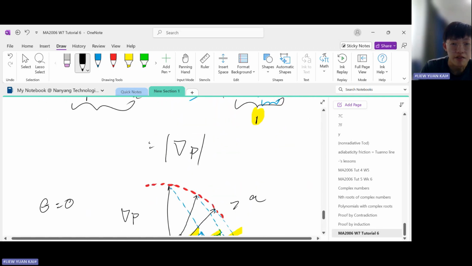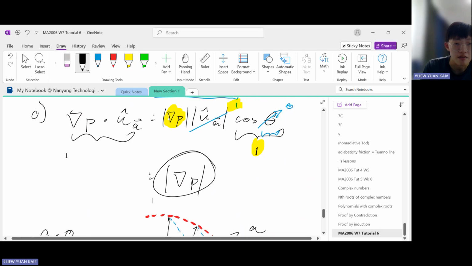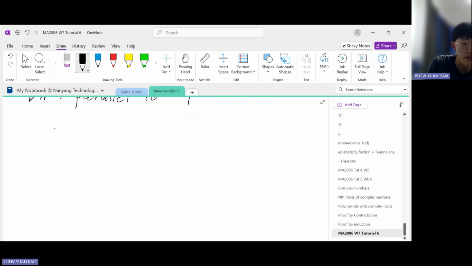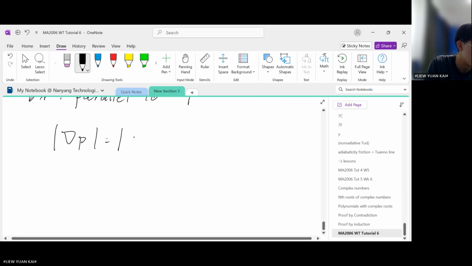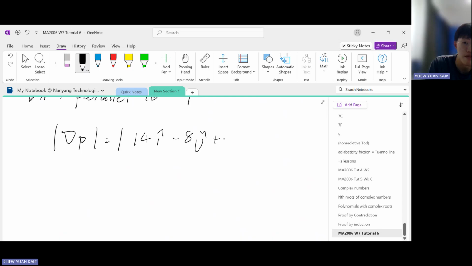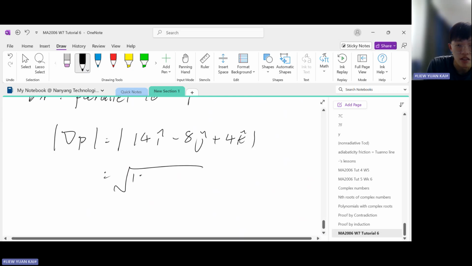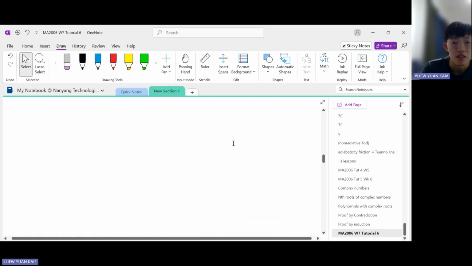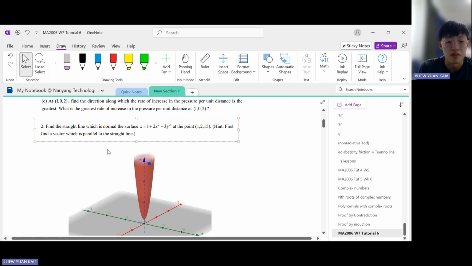Then we want to find the magnitude of nabla P. Very easy. We want to find the magnitude of nabla P at the point (1, 0, 2). Earlier we found this to be 14i minus 8j plus 4k. You simply use Pythagoras' theorem: this squared plus this squared plus this squared, and it becomes 2 root 69. So this is how you get the maximum rate of change of pressure. Okay, let us move on to question 2.